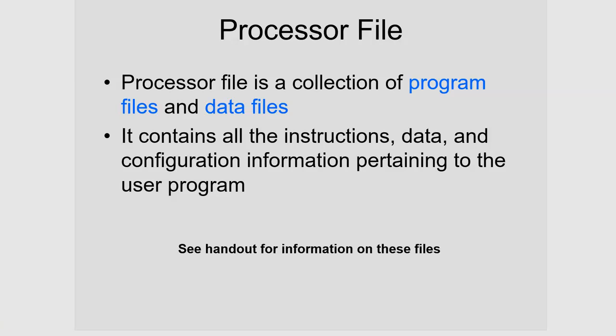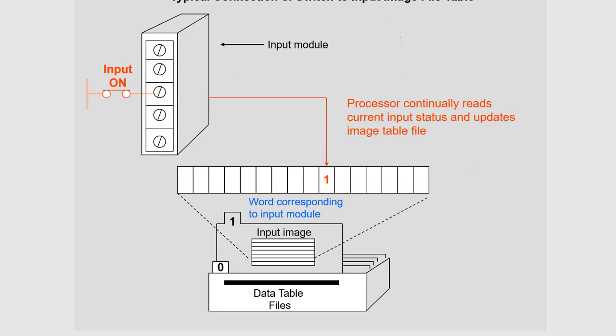Another important concept to understand is this idea of a processor file. A processor file is a collection of what we call program files and data files. They're kind of paired off, program files and data files, and it contains all the instructions, data, and configuration information pertaining to the user program. So as an example, you can think of it like this. And let me move this up for you.